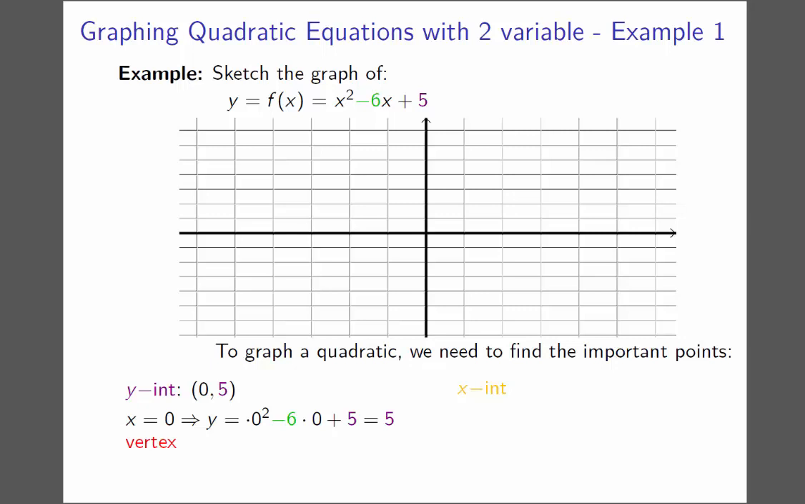What about the x-intercept? This happens when y equals 0, which gives the equation 0 equals x squared minus 6x plus 5. Notice this is a lot harder to work with than when we plugged in x equals 0. So how do we solve it? Well, we can solve this using the quadratic formula. If you'd like to see the steps done out, click the purple link now.